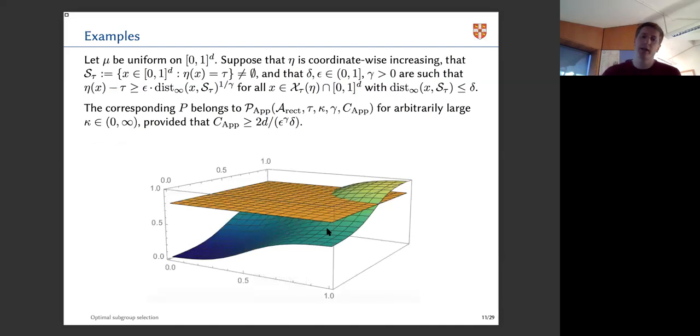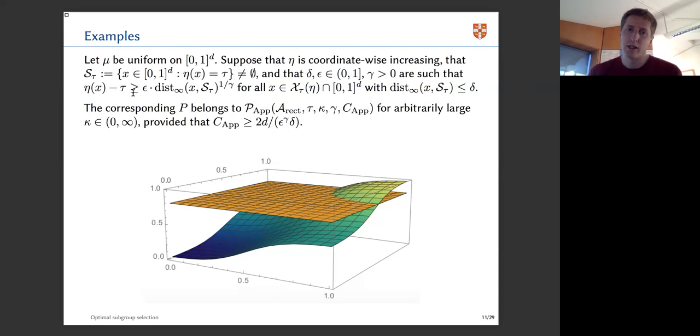So a slightly more complicated example in 2 dimensions, as I've got the picture here, but in d dimensions one can think of this as well, would be a situation where your regression function is coordinate-wise increasing, and then I'm going to control the way in which the regression function grows as we move away from the tau level set, not the super level set, the tau level set of eta.